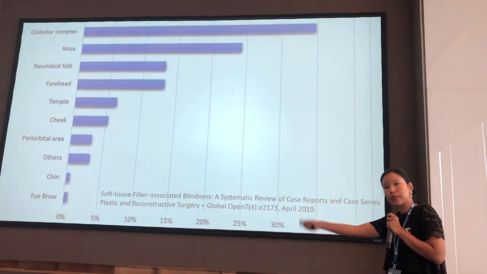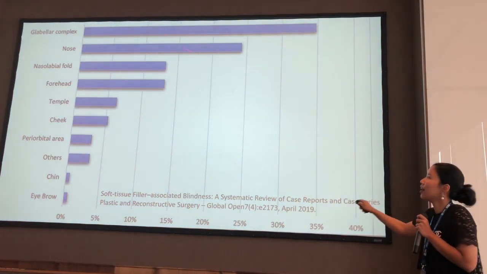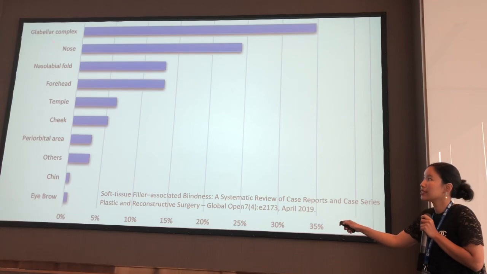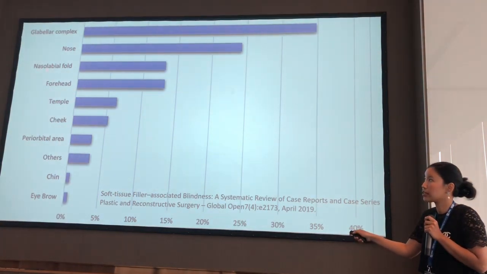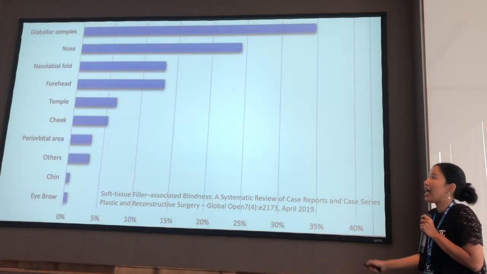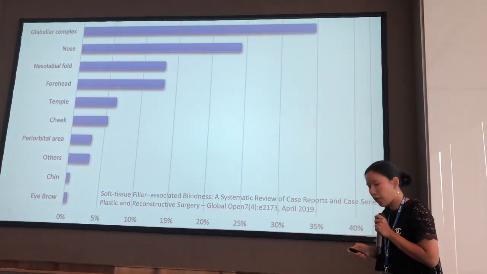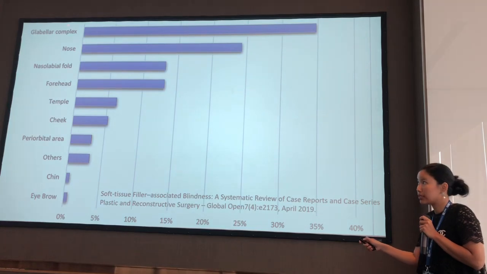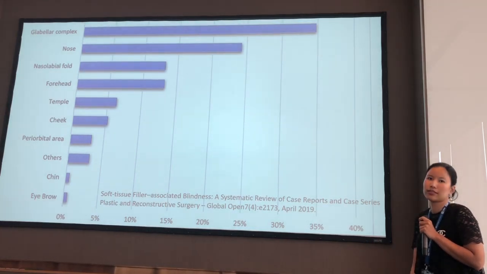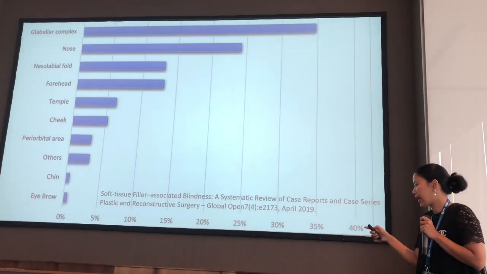And this one has been published this year. You can see that the maximum cases of blindness are in the glabellar complex, nose, and equally the nasolabial fold and forehead. If you stick to the boundaries I mentioned earlier of the forehead, the glabellar complex is partly a part of the forehead. So we can imply that the forehead, glabellar area, and the nose are very dangerous areas.